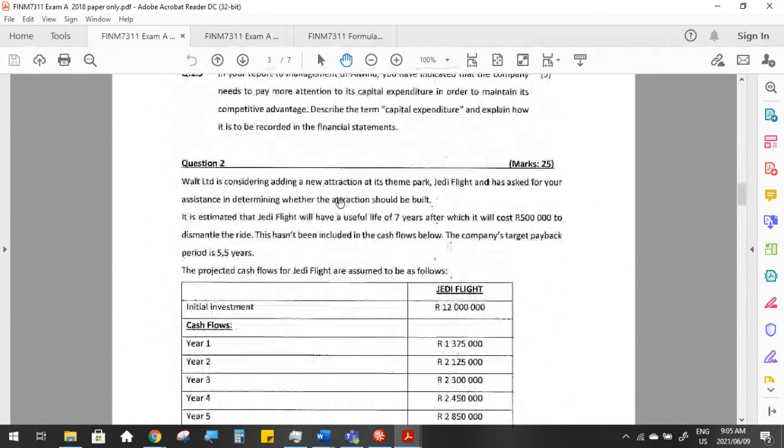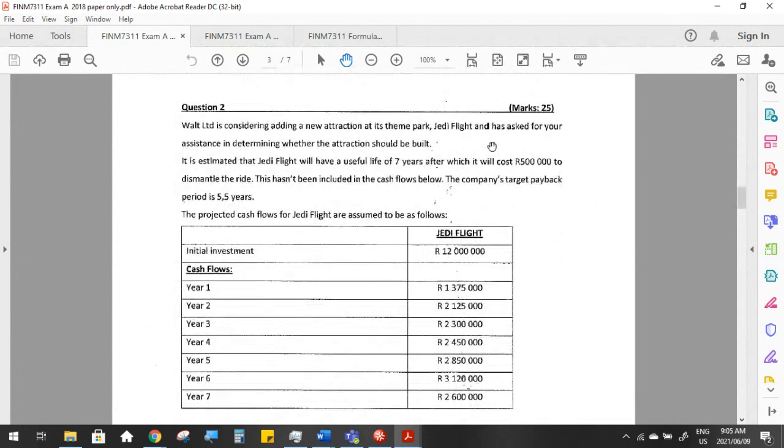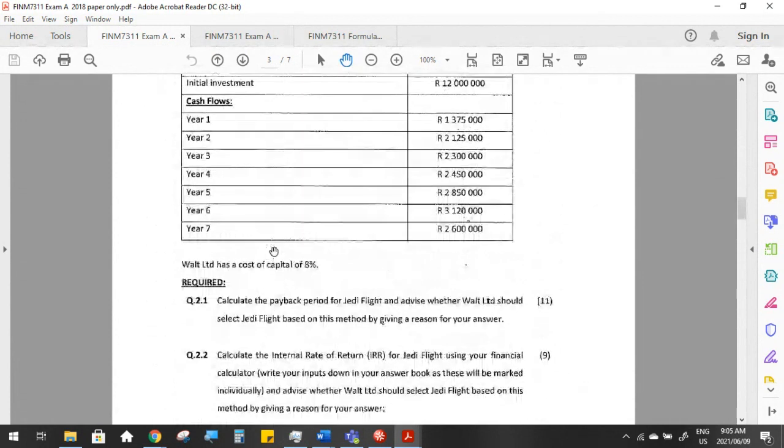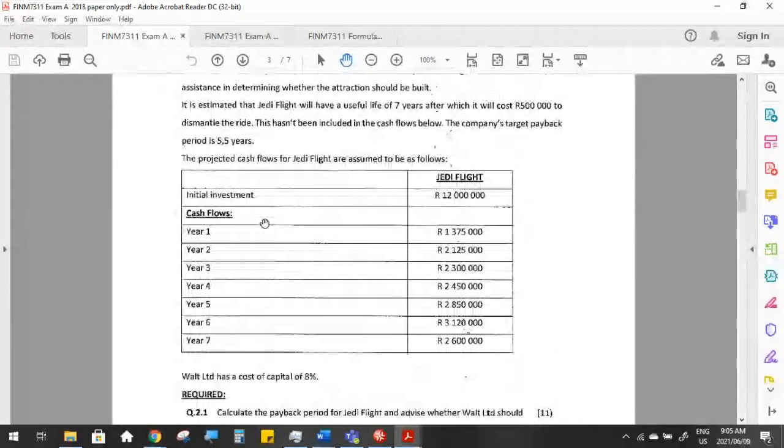So remember, in the info that they gave us over here, they haven't given us any cost of capital or anything over here. But at the bottom, they've got the information hidden away. It said Walt Limited has got a cost of capital of 8%. And I don't know if that's deliberate to put it at the bottom again, just to test to see that the students are reading everything.